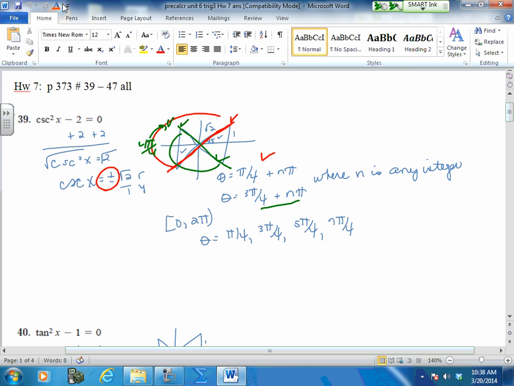So you have 4 solutions, and if you only had to give me between 0 and 2 pi, you only had to do this. This is any, all solutions. This is between 0 and 2 pi. You had 4 angles that made this between 0 and 4 pi.